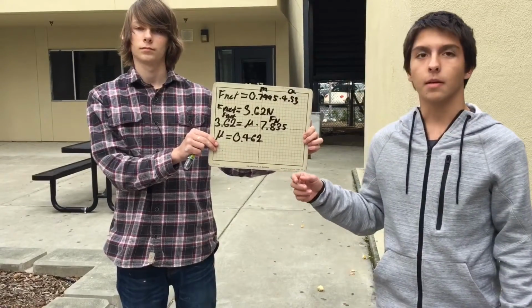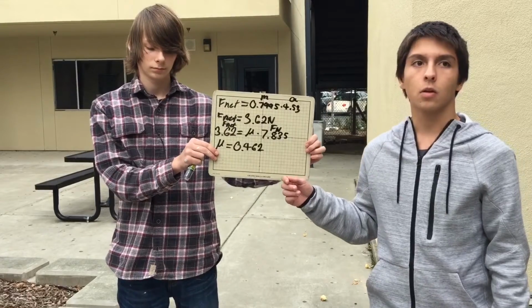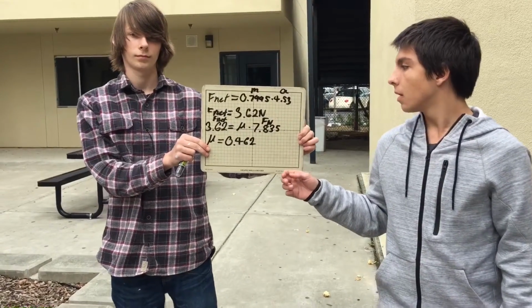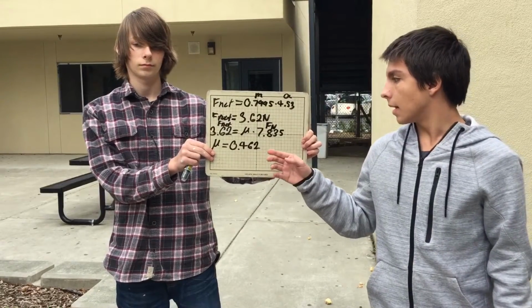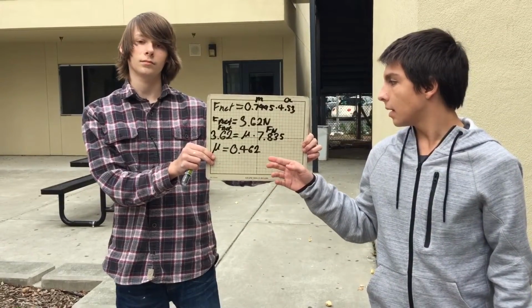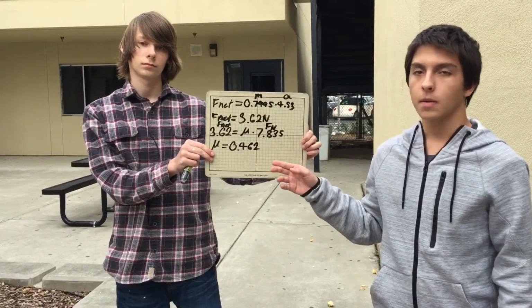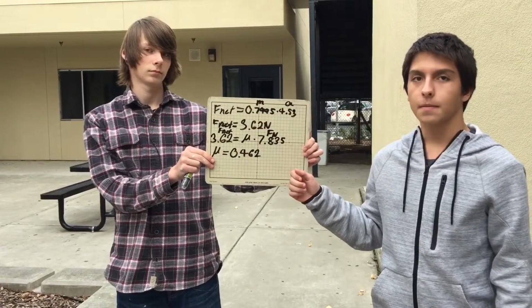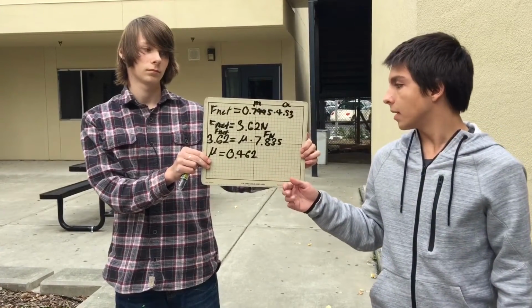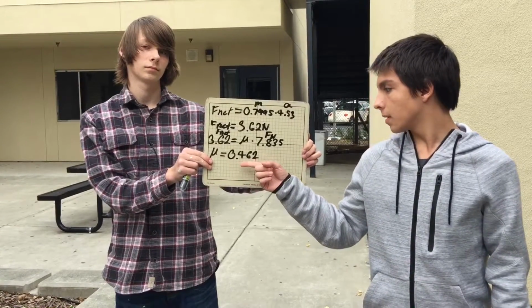We then took the 3.62 to find the coefficient of friction. To find that, we did acceleration equals mu times Fn, with Fn being 7.835. Then we solved it and got a mu of 0.462.